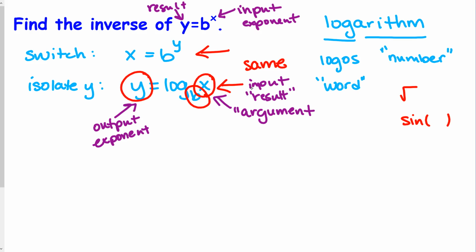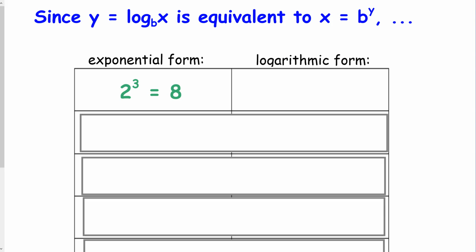Okay, so what we need to do is practice this a little bit. This is the key to remembering logarithms: y equals log base b of x is equivalent to x equals b to the y. It's just the way to write it with y isolated. So let's go through some examples and we'll write one form when given the other form. In this first example we're given the exponential form: 2 to the third power equals 8. We know that to be true. Let's write it in its logarithmic form.